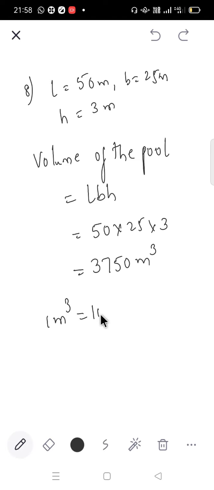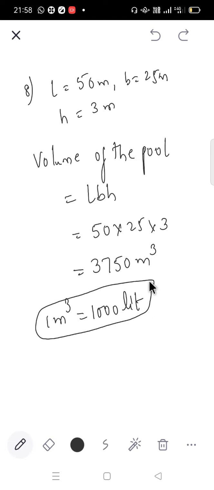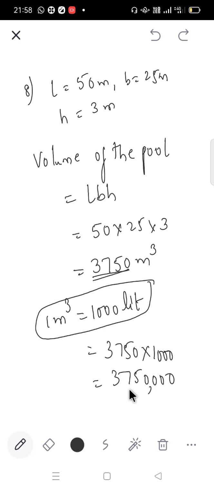If you want to find out in the format of liters, already you know 1 meter cube is equal to 1000 liters, right? 1 meter cube is equal to 1000 liters. Like that, how many meter cubes are there? 3750 meter cube is there. So if you want to convert into liter, 3750 into 1000. That means 3750000. That means how many liters of water we can pour in the pool, children? 37,50,000 liters of water can be filled in the pool.